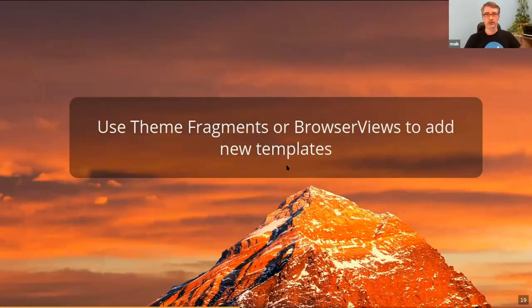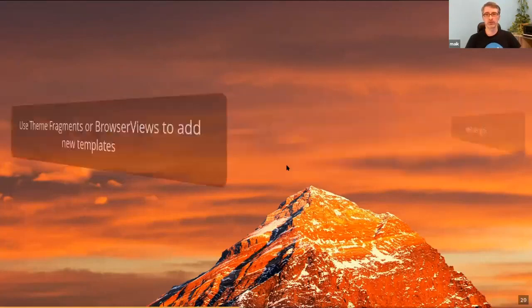You can also use theme fragments, or collective theme fragments is really handy. You can also add browser views, just Plone CLI add view, and you have your browser view with a template if you want. So for new templates, this is the way to go. Either a browser view, or for quick and dirty, you can use the theme fragments.